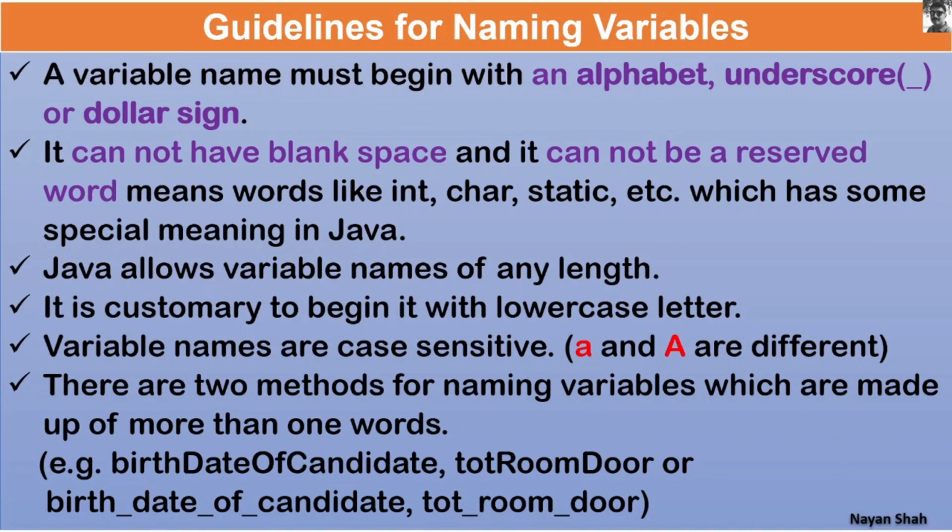Guidelines for naming variables. As such, a variable name can be anything, but still there are certain rules to be followed. A variable name must begin with an alphabet, underscore, or $ sign. In most cases, we start the variable name with an alphabet only. It cannot have a blank space, so it is a single word, and it cannot be a reserved word of Java.